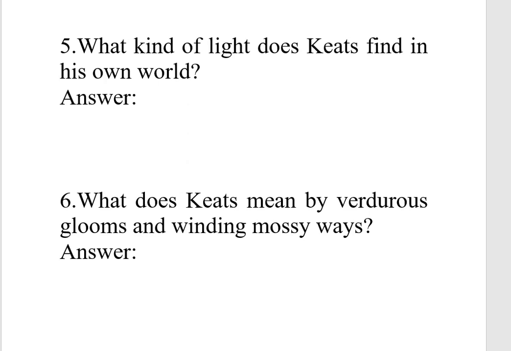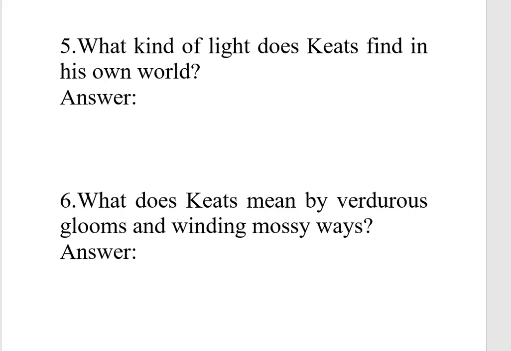Now, here is the sixth as well as the final question from this stanza. And the question is, what does Keats mean by verdurous glooms and winding mossy ways? You have to keep in mind that the phrases verdurous glooms and winding mossy ways occur in the text portion of the 4th stanza of Keats' famous poem Ode to a Nightingale. However, you may write the answer in this way.